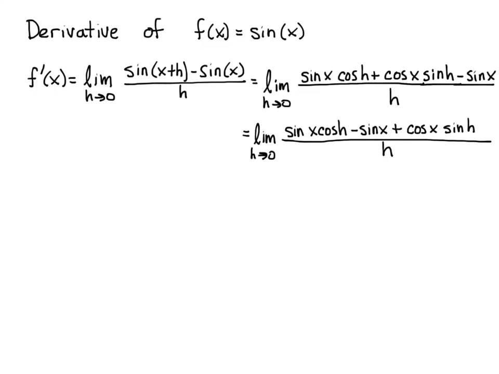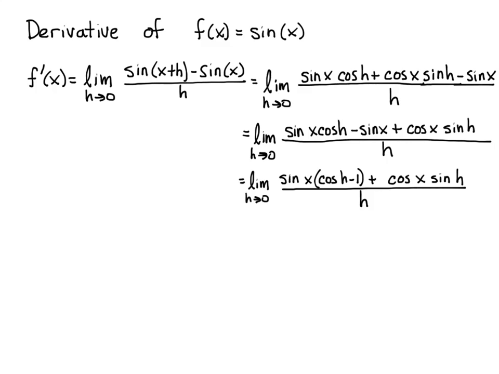I'll let you catch up here. All right. So then now I'm going to factor out the sine of x from the first 2 terms here. You see I have the sine of x cosine h minus the sine of x, and that becomes the sine of x times cosine h minus 1, and I'm leaving this term alone here, cosine x sine h.